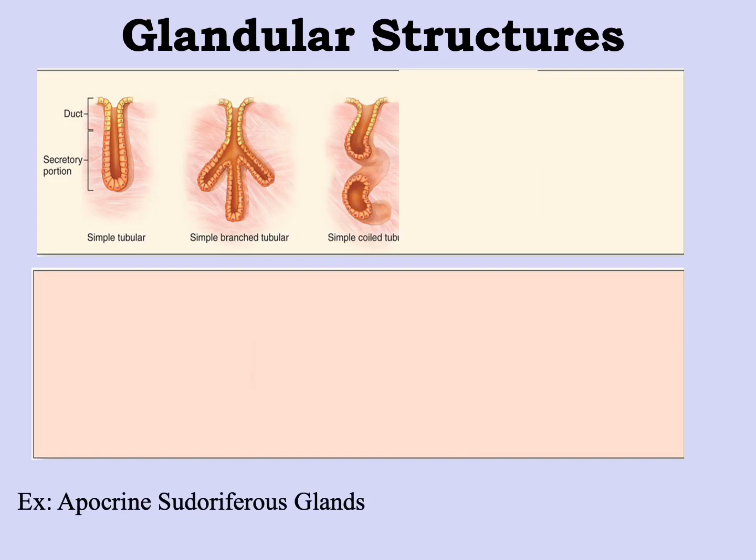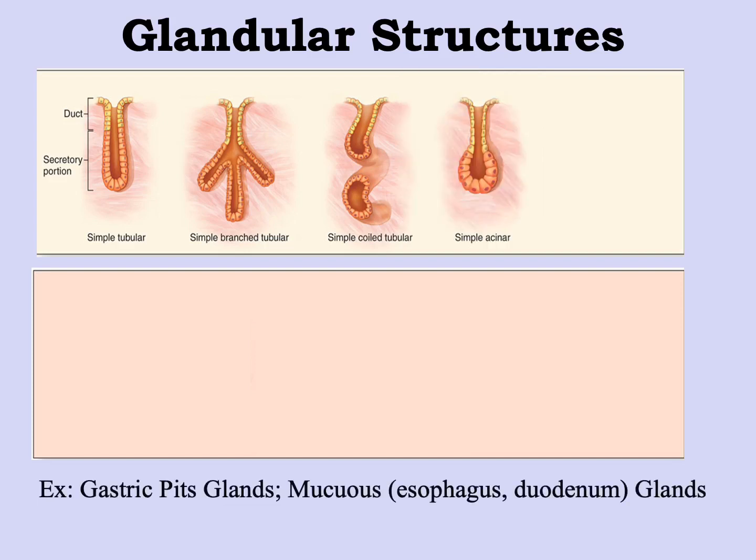And so once again, we now have this extended simple tube. But because it's running out of space, it starts to coil around itself. This simple coiled tubular structure is what we see when we actually look at the apocrine sudoriferous glands, or what we think about when we think about actual sweat glands. We now get to the second type of secretory structure, and that is the acinar. And so in the acinar, what we have is a small sphere of secretory cells connecting to the duct.